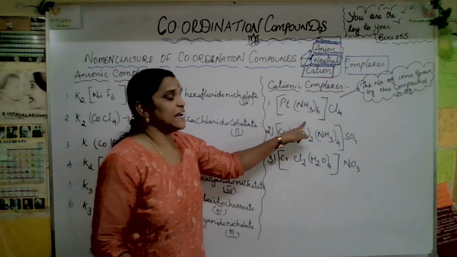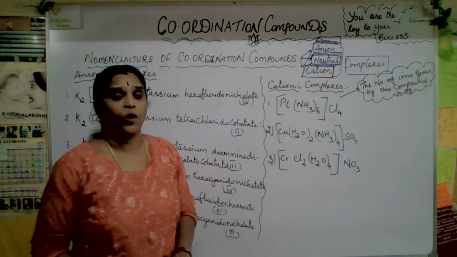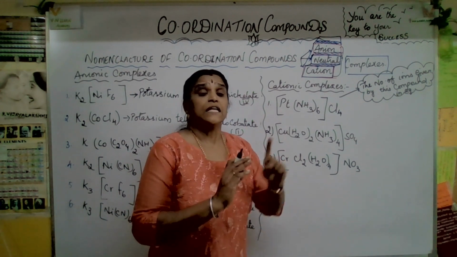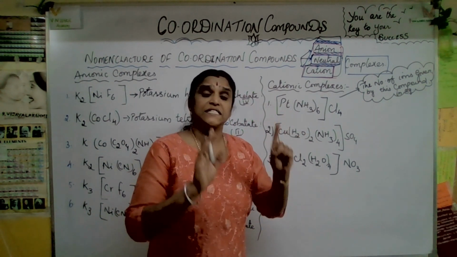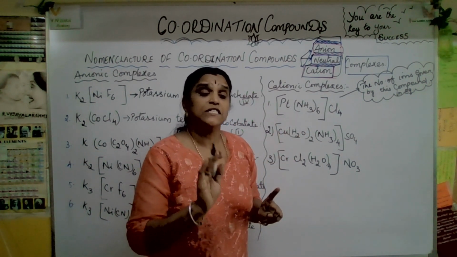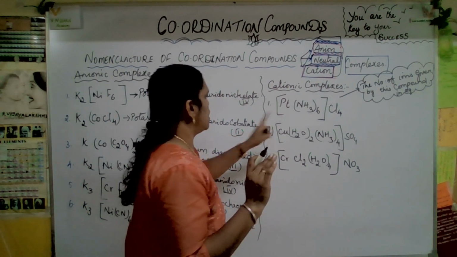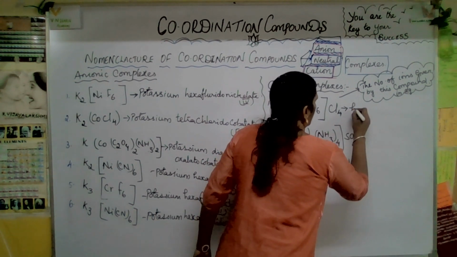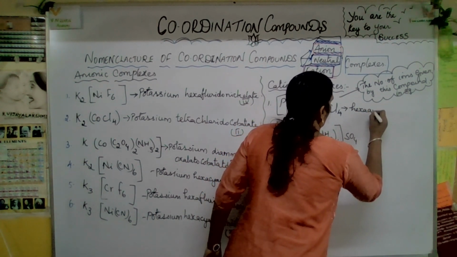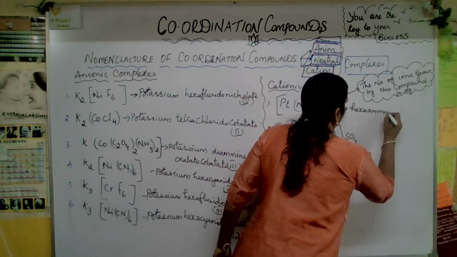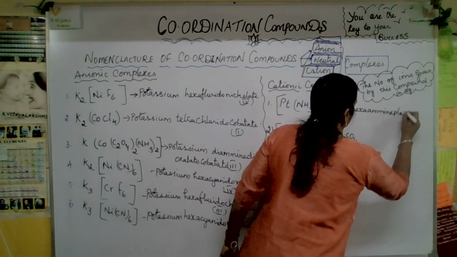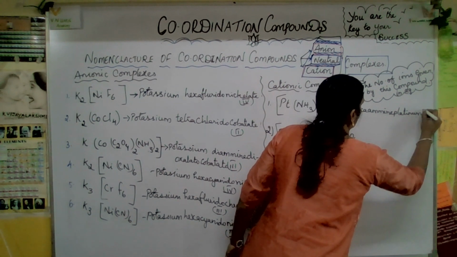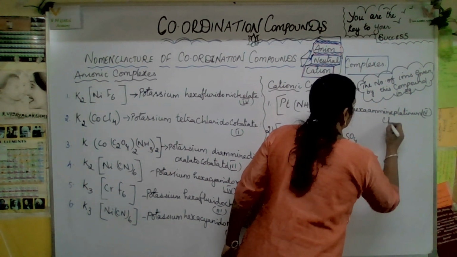Come on, let us go and identify the name of these cationic complexes. Now, for cationic complexes and neutral complexes, the central metal ion name will be the same as it is. There is no suffix ate, right? Now let us identify the name. Here, hexaamine platinum 4 chloride.